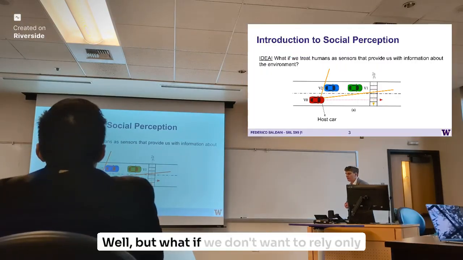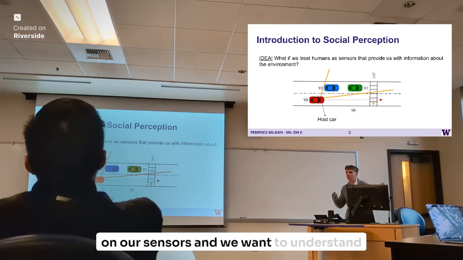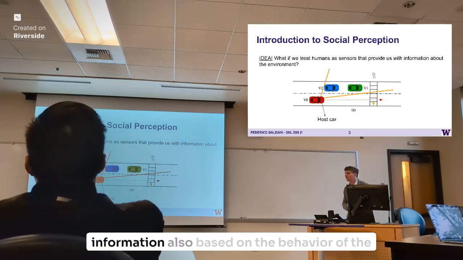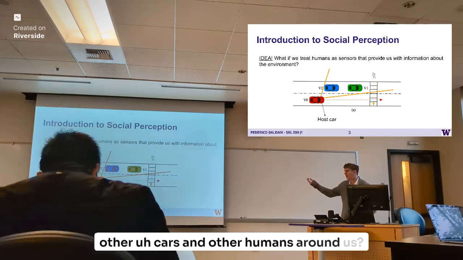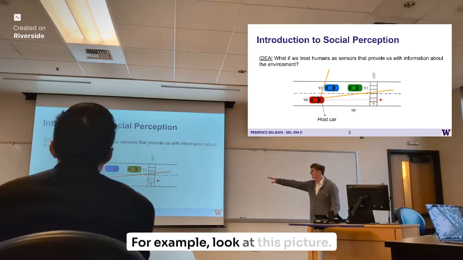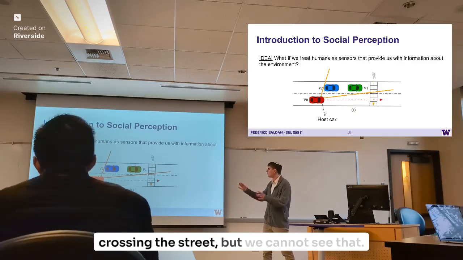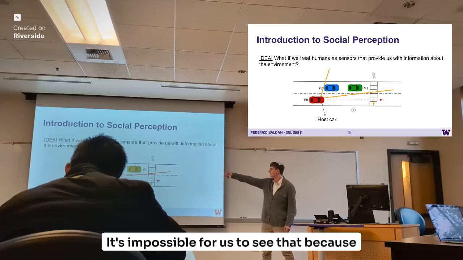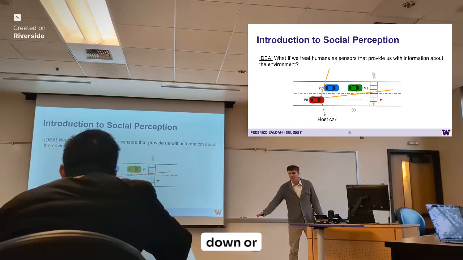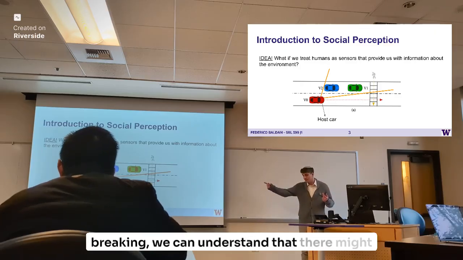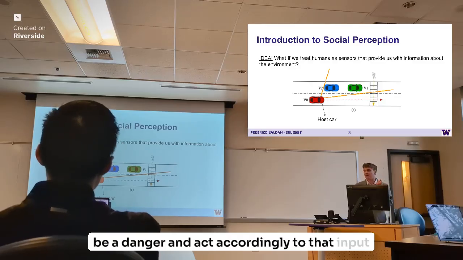Well, but what if we don't want to rely only on our sensors and we want to understand information also based on the behavior of the other cars and other humans around us? For example, look at this picture. We are in the red car, and there is a human crossing the street, but we cannot see that. It's impossible for us to see that because there are two cars. What if we see that those cars are slowing down or braking? We can understand that there might be a danger, and act accordingly to that input that we receive from another human.